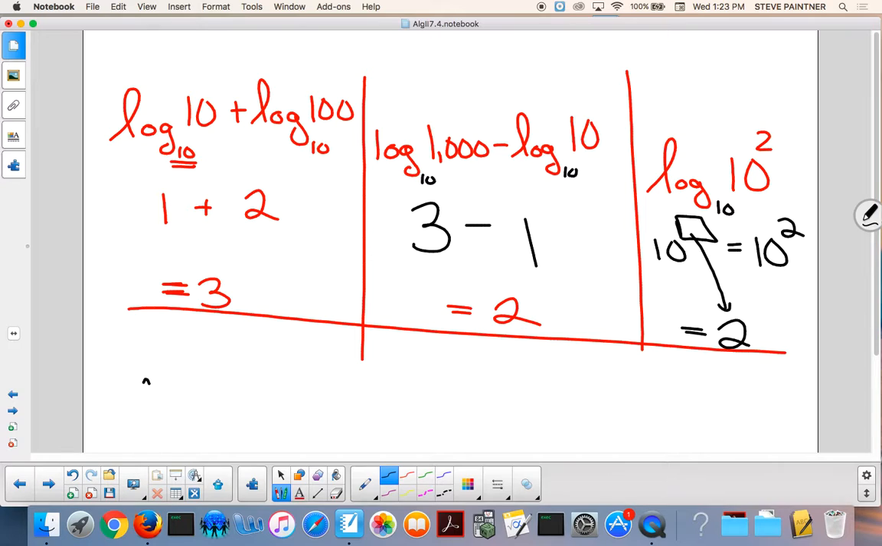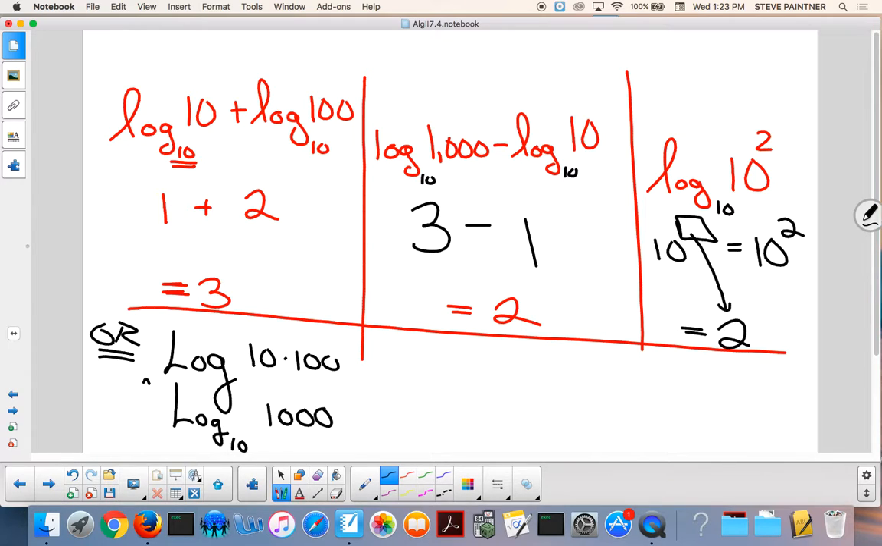Okay. Now here's the deal. All of these problems I just did with you, you can do them a different way. The different way would be the properties. You don't have to do it the first way. You can do it this way. Log plus log can turn into just one log, as long as you take the 10 and the 100 and do what to them? Multiply. What is 10 times 100? 1,000. Now answer the question. What's log base 10 of 1,000? Isn't it just 3? It's the same answer.